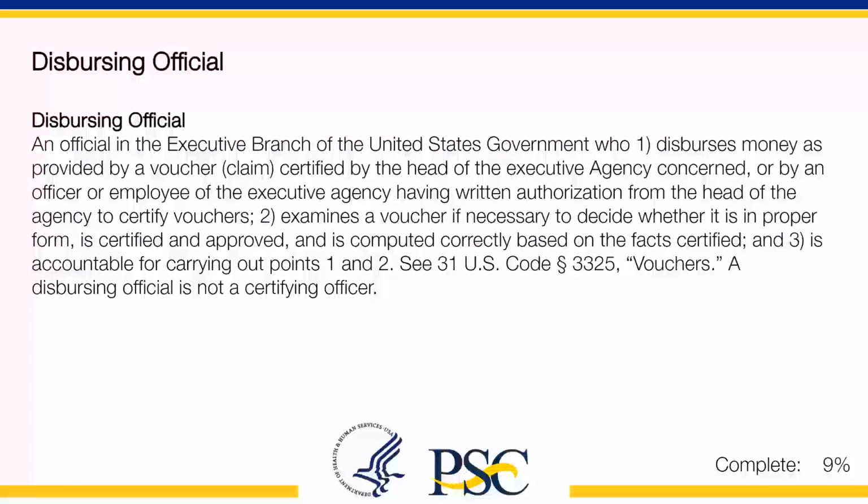Disburses money as provided by a voucher, claim, certified by the head of the executive agency concerned, or by an officer or employee of the executive agency having written authorization from the head of the agency to certify vouchers. 2. Examines a voucher if necessary to decide whether it is in proper form, is certified and approved, and is computed correctly based on the facts certified, and 3. Is accountable for carrying out points 1 and 2. See 31 U.S. Code Section 3325, Vouchers. A disbursing official is not a certifying officer.